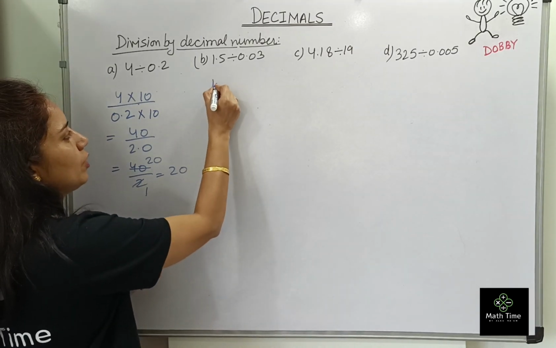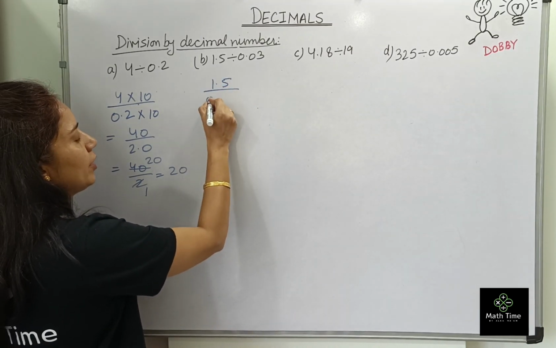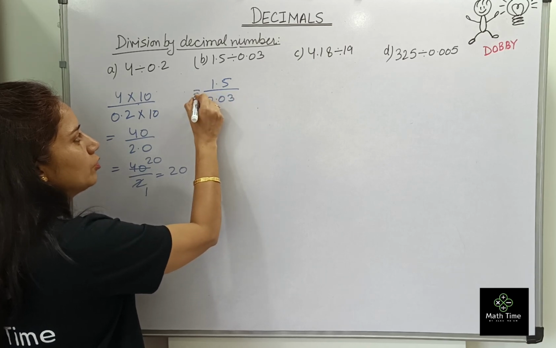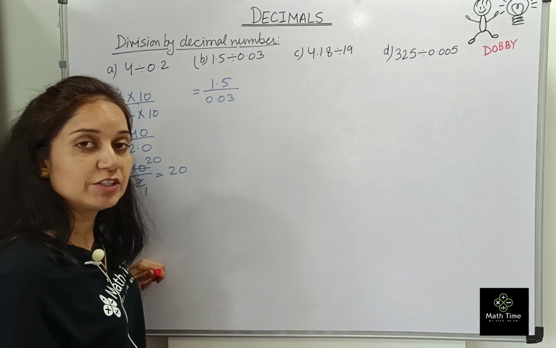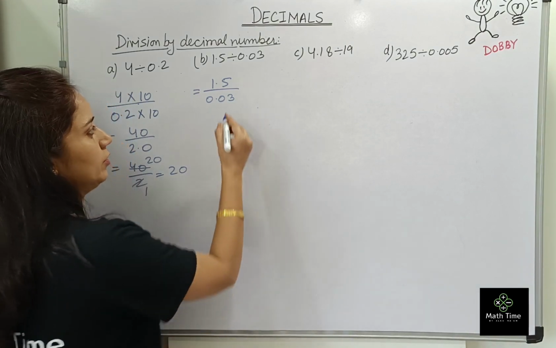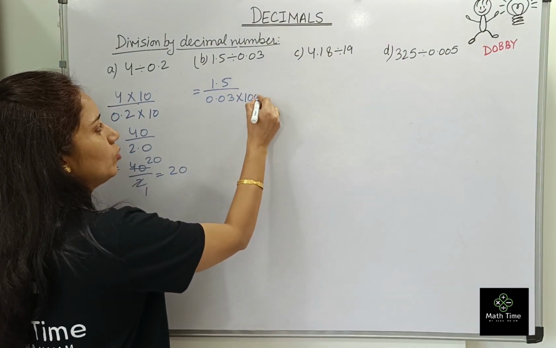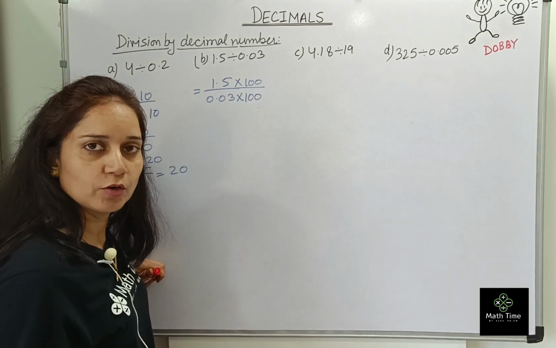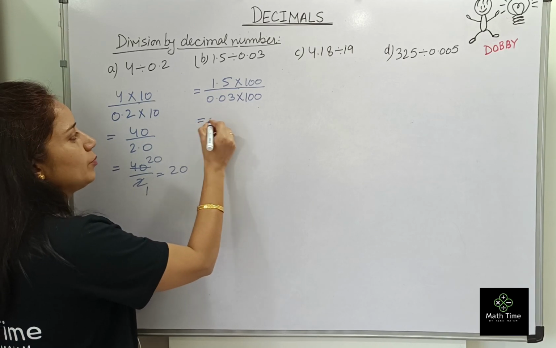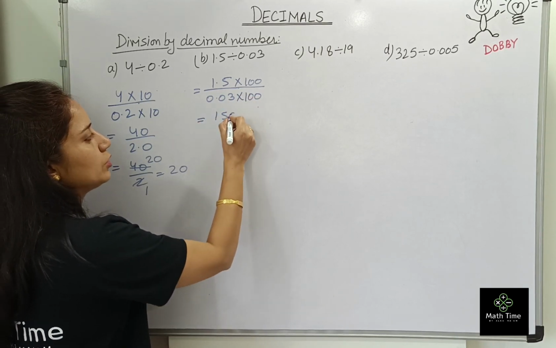Check out the next question. It is 1.5 divided by 0.03. Okay. How many decimal places? 2. So by which number we will multiply? 100. Numerator and denominator both. Equivalent fraction. We will multiply numerator and denominator both.